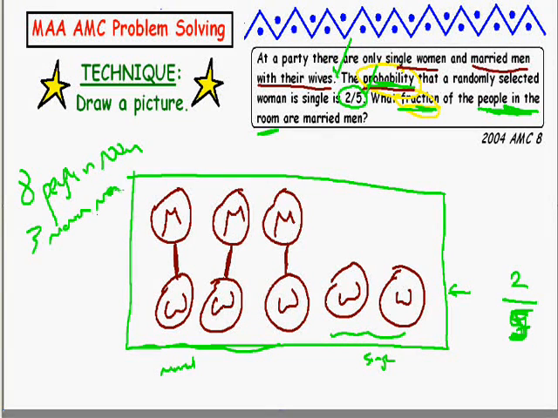How many married men have I got? I've got 3 married men. I want a fraction of married men and people in the room. Well, I'm going to guess the answer is 3/8. 3 out of 8 people are married men. What fraction of the people in the room are married men? 3/8. There it is. I'm going to say that is the answer to the problem.